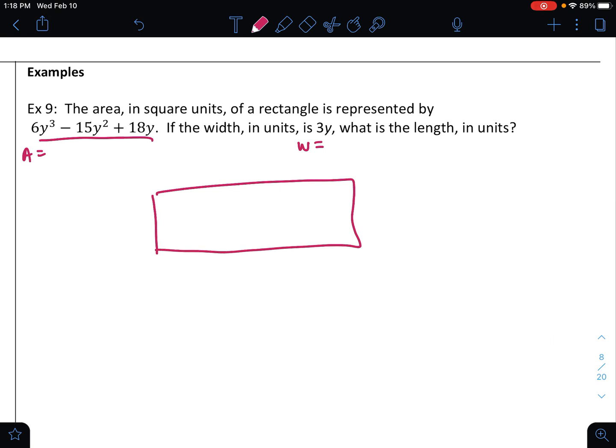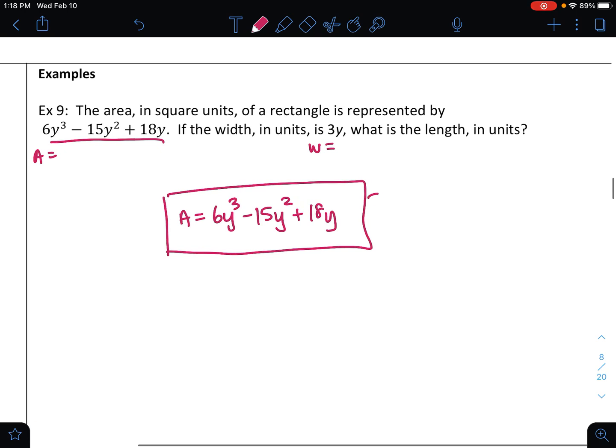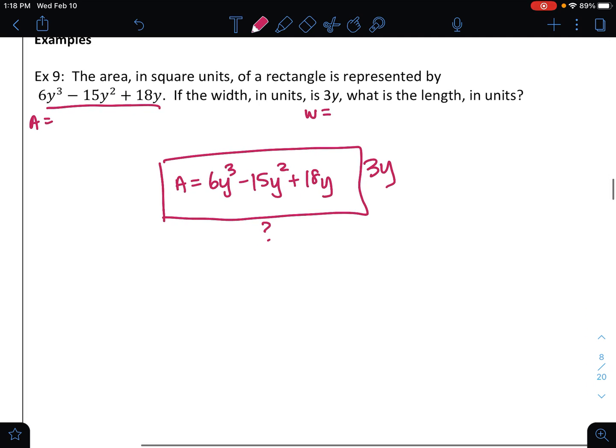And I'm going to go ahead, it says what the area is. So the whole rectangle covers this expression, 6y to the third minus 15y squared plus 18y. I know the width is 3y. What's the length?